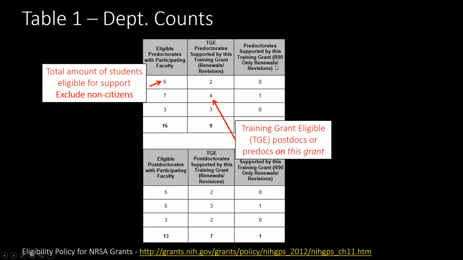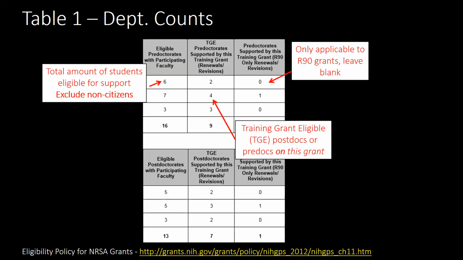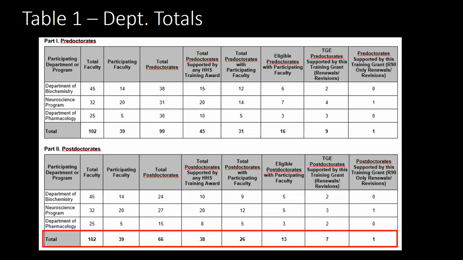And then that last row is totally not applicable because it asks about R90 or T90 information. We don't have that here at UCSD. Anyway, then at the very bottom of your table, for both pre-docs and postdocs, you're going to want to total up the number of faculty. So you see here at the top and the bottom under participating faculty, it's 39 for both pre-docs and postdocs.